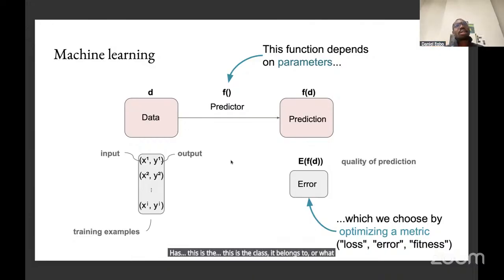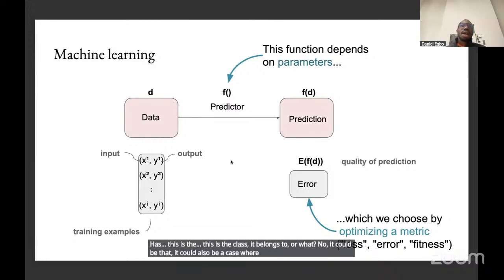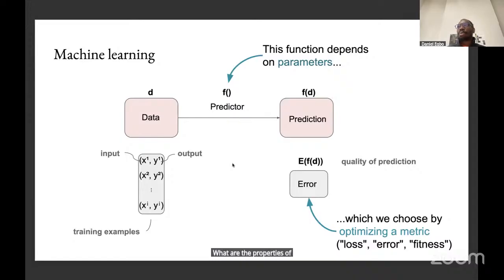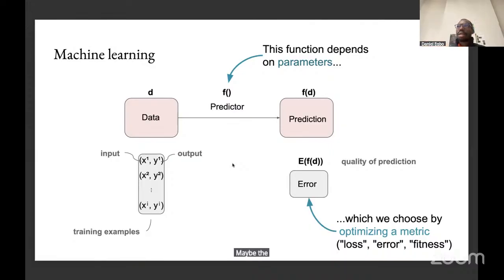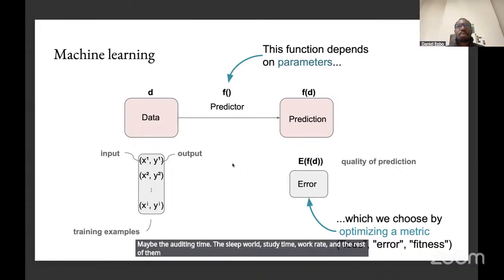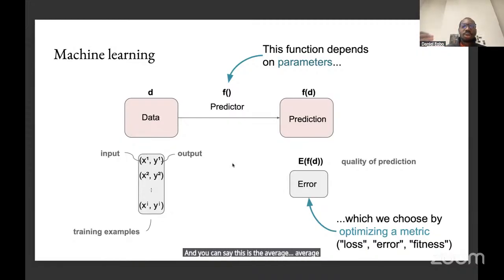It could be that. It could also be a case where you are assigning a number, like for students. What are the properties of students in a class that show whether they pass or fail a course? Maybe the reading time, how well they sleep, study time, work rate, family background, demographics, and the rest of them. And you can say this is the average score the student can get in a test or an exam.